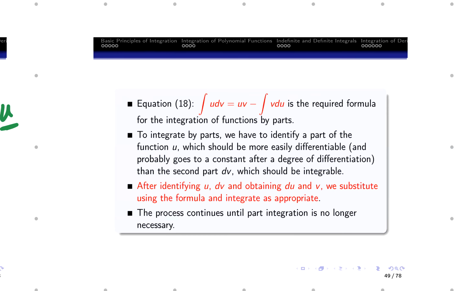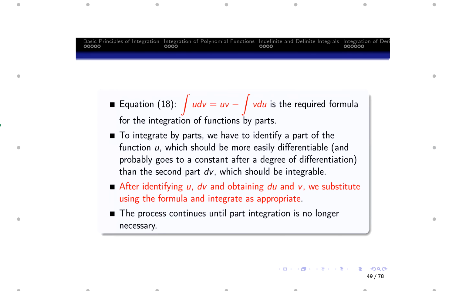So that equation 18, the integral of u dv equals uv minus the integral of v du, is the required formula for the integration of functions by parts. So to integrate by parts, you have to identify a part of the function as u. You need to identify a function u which should be more easily differentiable. So your u should be something that you can differentiate, because you can see from here that you need du.